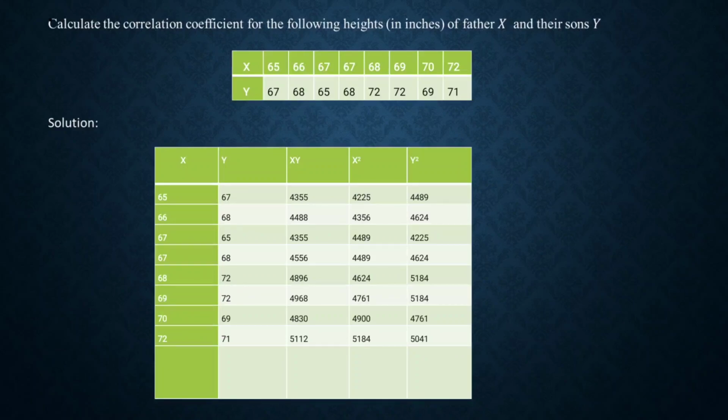Similarly, we have to calculate the corresponding values for each row. Now for the x value as 66 and y value as 68, we have xy value is 4488, x square value is 4356 and y square value is 4624. Similarly, let us calculate the rest of the values, and we have to find the sum of each of these columns.